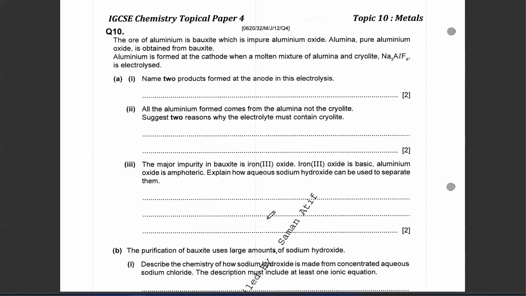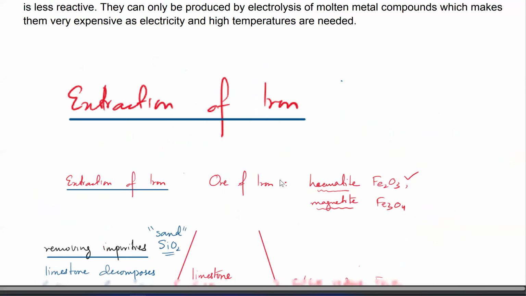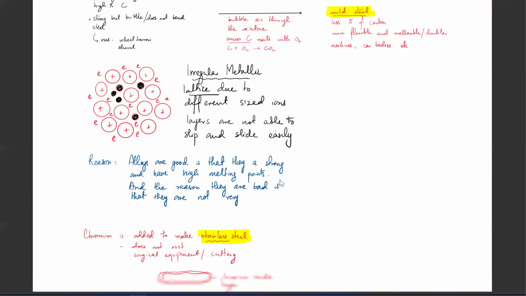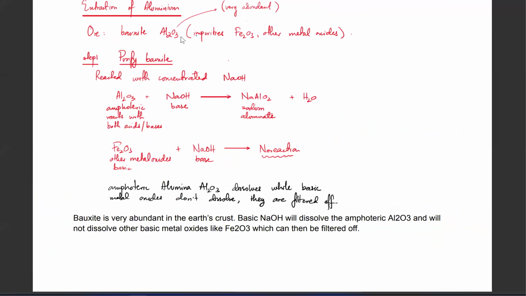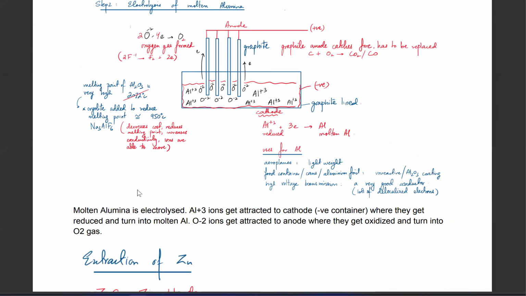Next, I think this is extraction of aluminium. Name two products formed at the anode in this electrolysis. So extraction of aluminium was you take bauxite, you purify it. It's got other impurities, other metal oxides. You dissolve it in NaOH. The amphoteric aluminum oxide will dissolve, but the other metal oxides, which are basic, are not going to dissolve in a base. So you just filter them out, right? And then you electrolyze the aluminum oxide.